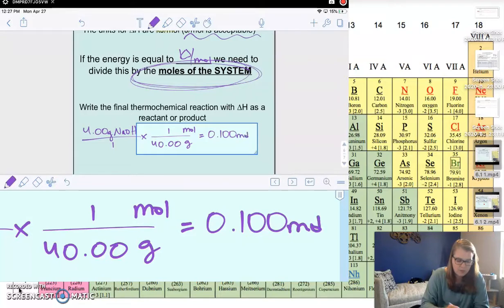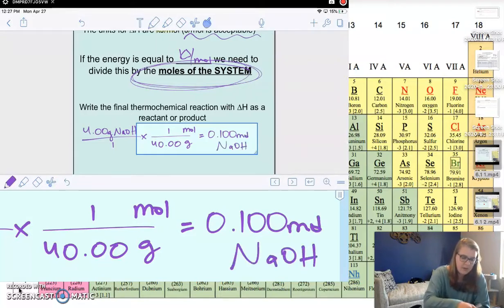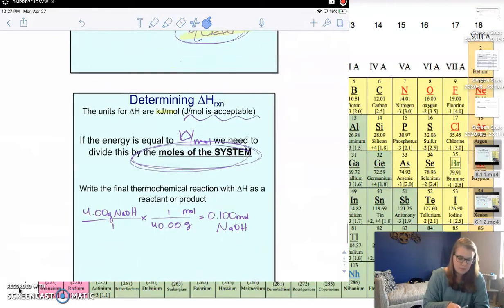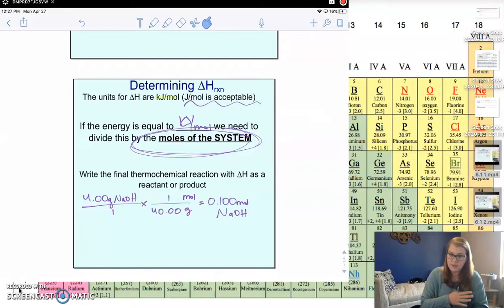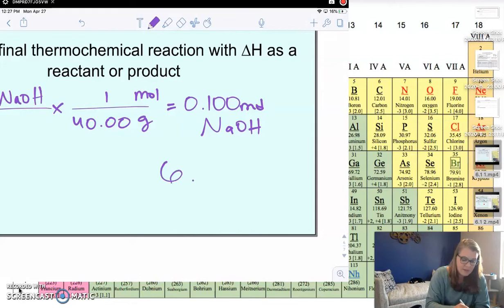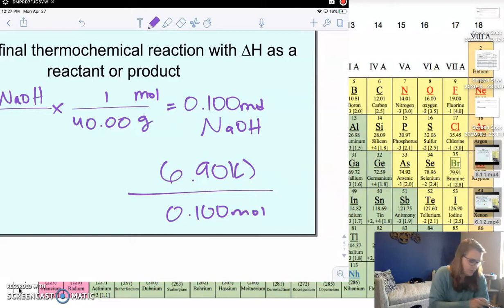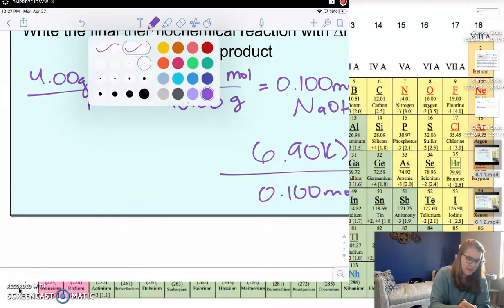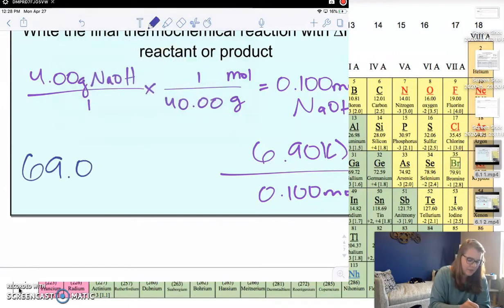0.100 moles of NaOH. Remember, the amount of heat that was released was 6.90 kilojoules. That was released from the system. So if we want the kilojoules per mole of the system, I'm going to take my 6.90 kilojoules and divide it by the 0.100 moles. So 6.9, I'm doing this in my calculator again, don't judge me, 69. Keeping with my 3 sig figs, my final answer is going to be 69.0 kilojoules per mole.